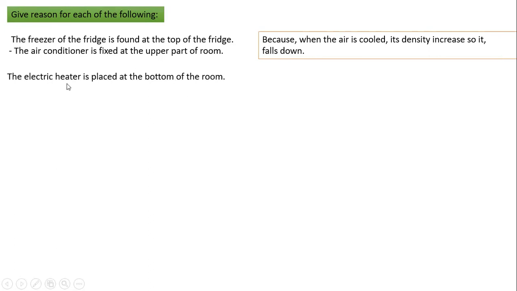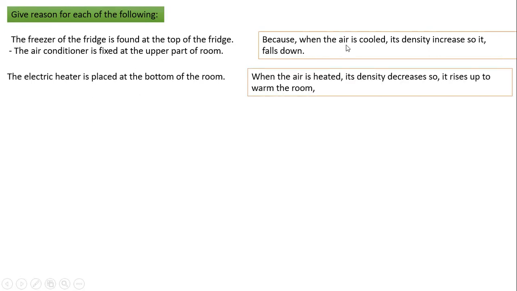Next one, the electric heater is placed at the bottom of the room. Why? The opposite: when the air is heated, its density decreases, so it rises up to warm the room. So when the air is cool or cold, its density is high, so it sinks or falls down. When the air is hot, its density is low, so it rises up.